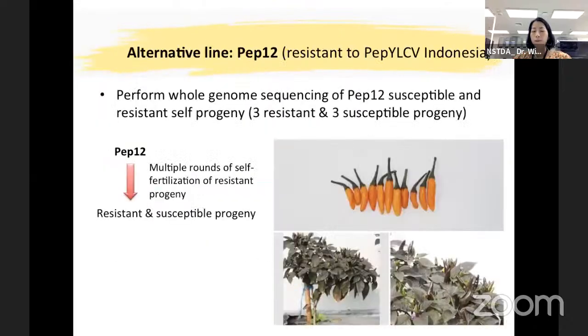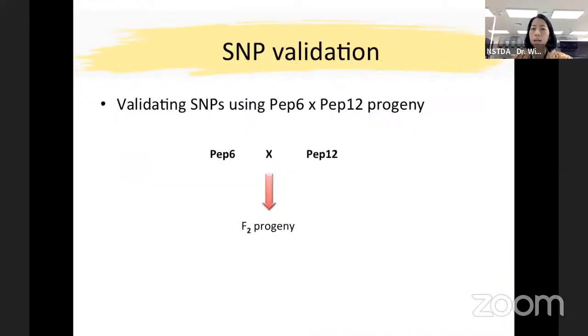And once we have found SNP loci that are associated with the resistance, we will be validating it using the progeny from a PEP6, PEP12 cross. And so we'll be crossing these two. PEP6 is resistant to the Thai version of the virus, and PEP12 is resistant to the Indonesian version.